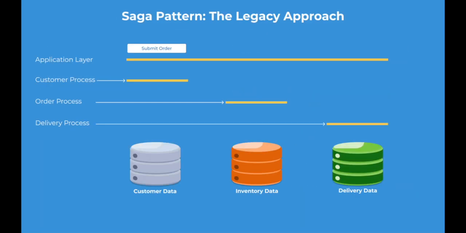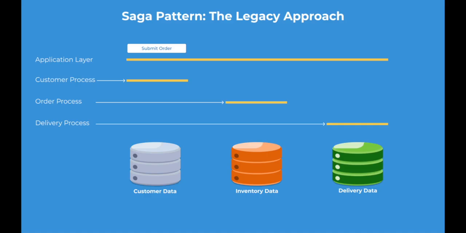The Saga Pattern is a distributed transaction approach in data architecture, where a sequence of local transactions, each managed by a service, coordinates to achieve eventual consistency across systems without a centralized transaction manager. What does this mean? This means that for every order that is submitted, there are multiple compensating transactions happening in the background, and only when the last compensating transaction is complete will the order actually be submitted. This is called eventual data consistency.